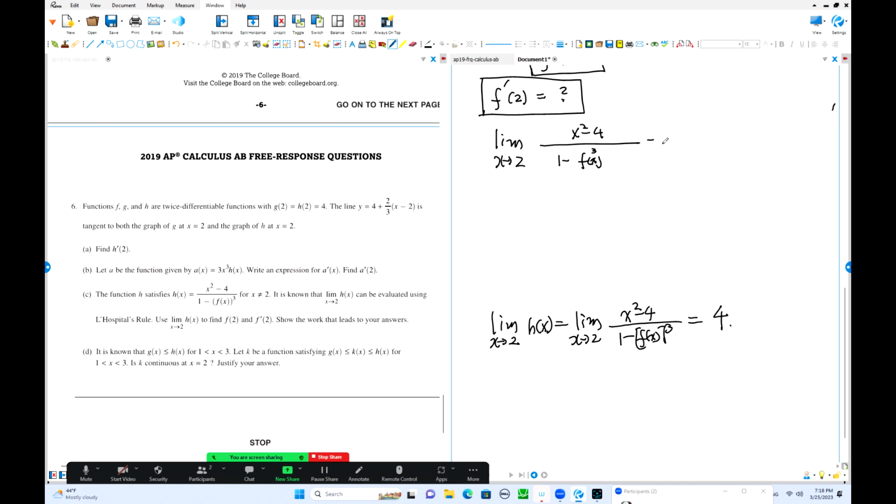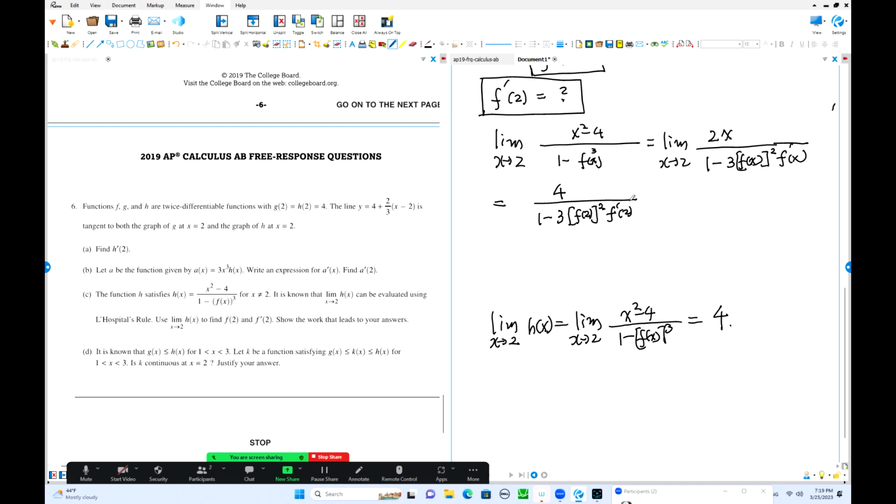Okay, from here, L'Hopital's rule, okay? So the limit as x approaches 2. We need to take a derivative, then you can use L'Hopital's rule. The denominator derivative is 2x. The numerator is 1 minus 3 times f of x squared, times f prime of x, okay? Now put the number 2 there: 4 over 1 minus 3 f of 2 squared, and f prime 2, that is the limit value, okay?